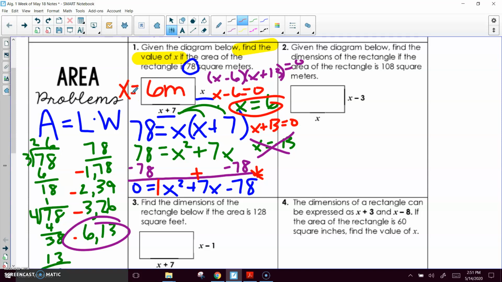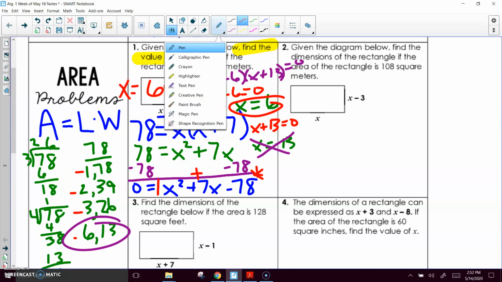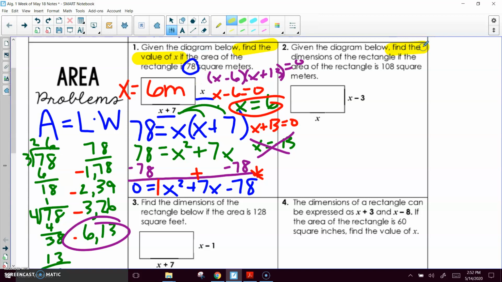All right, question number 2, very similar, except this one asks to find the dimensions. So I want you to hit pause and work through this one the best that you can, and then bring it back.